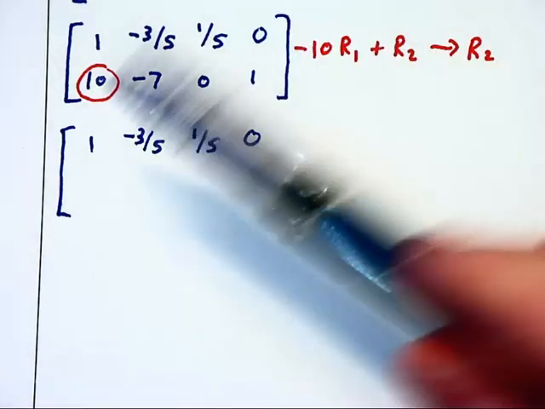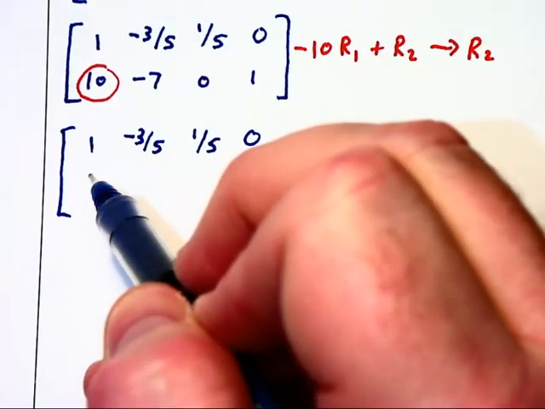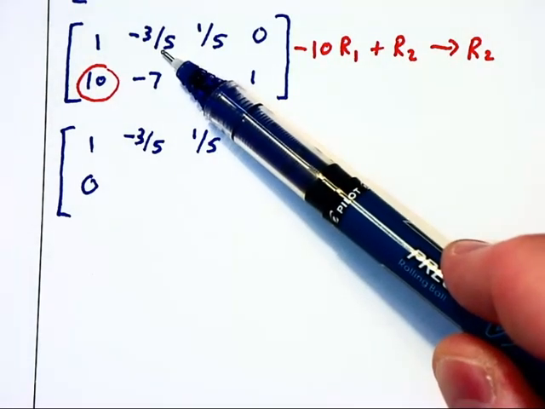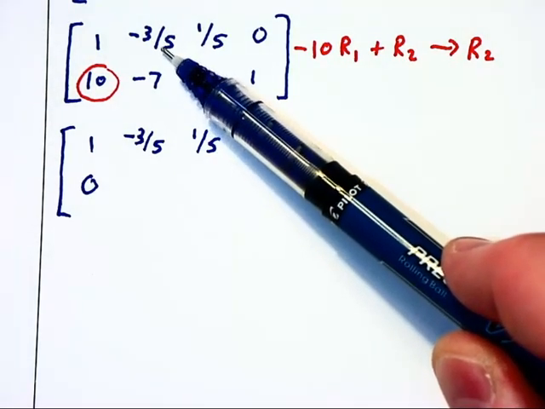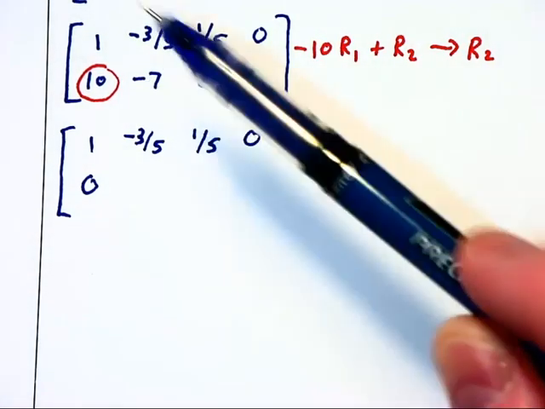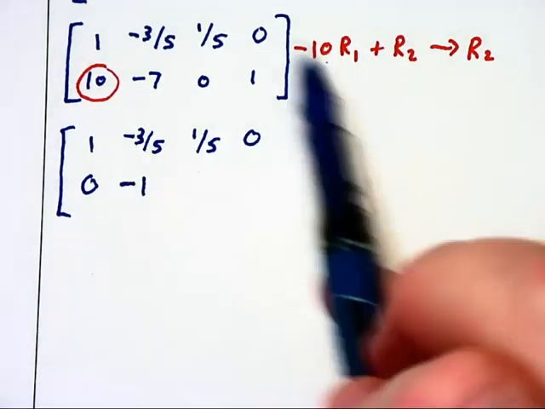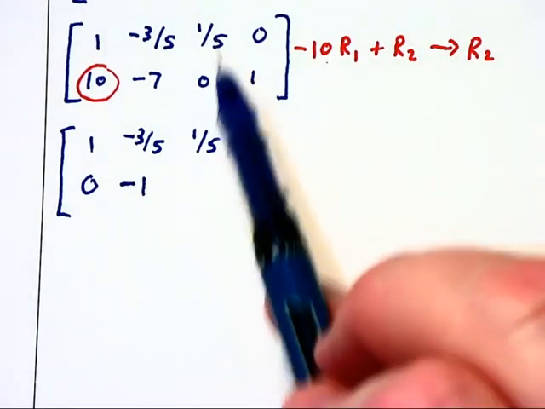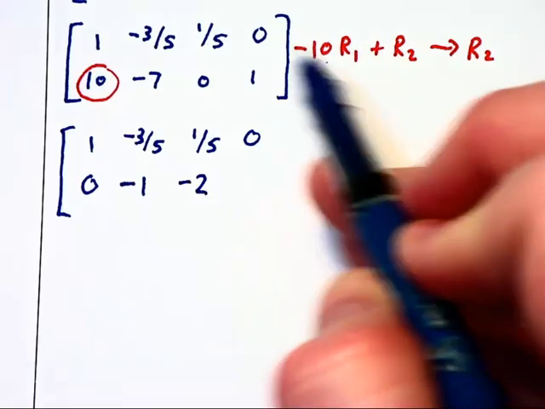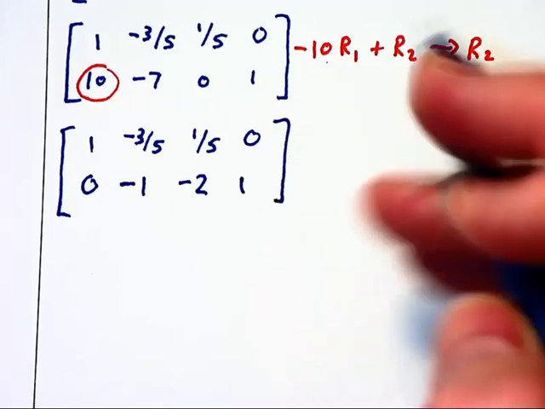And here we go. -10 times 1 is -10, plus the 10 beneath it is 0. -10 times -3/5. Well, first off, negative times negative is positive. 3/5 of 10 is 6, plus the -7 makes a -1 in the next row. -10 times 1/5, that's -2, plus the 0 beneath it, -2. -10 times 0 is 0, plus the 1 is 1. So we got by that without as many fractions there.